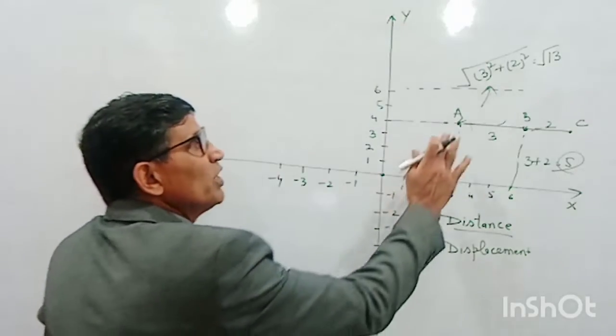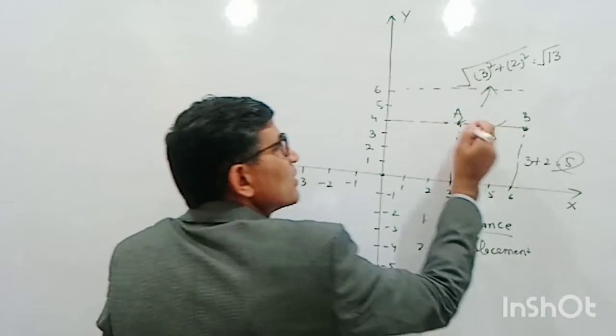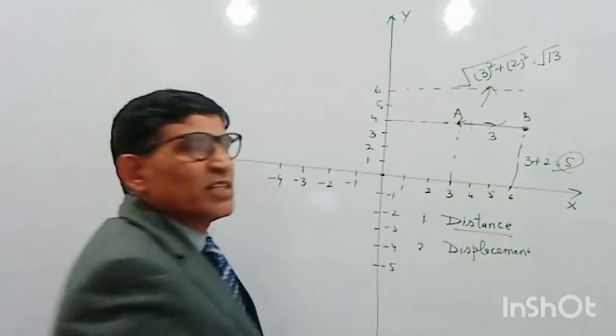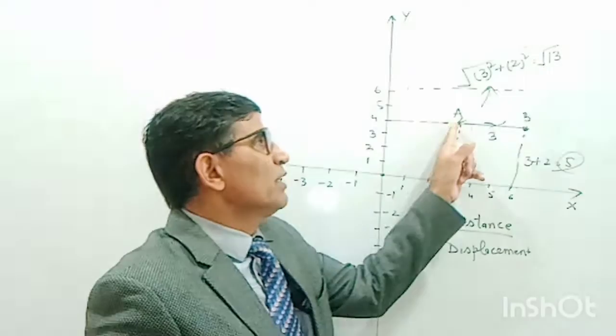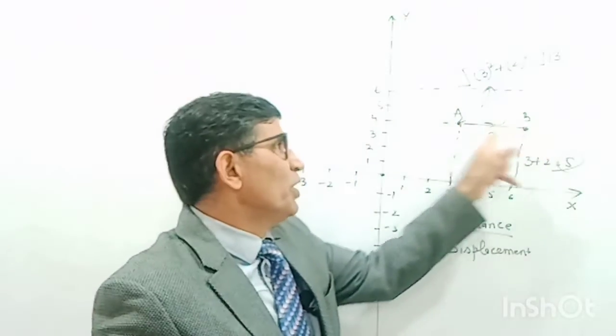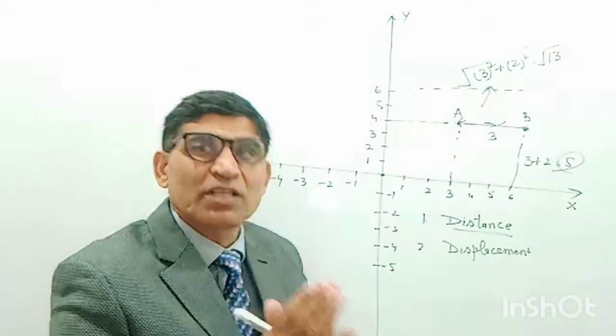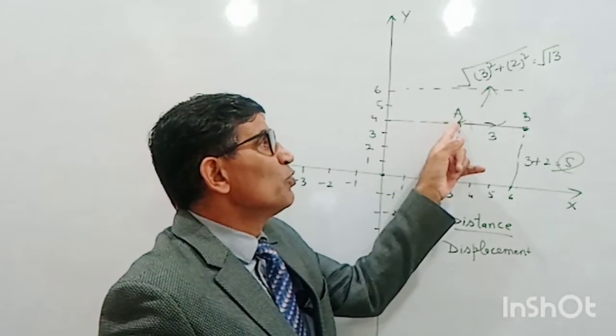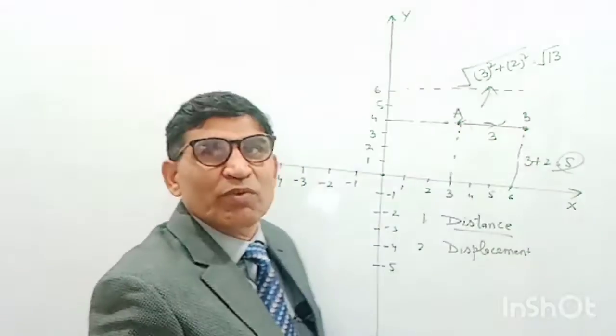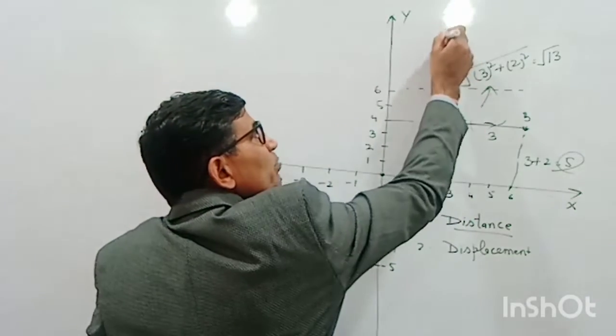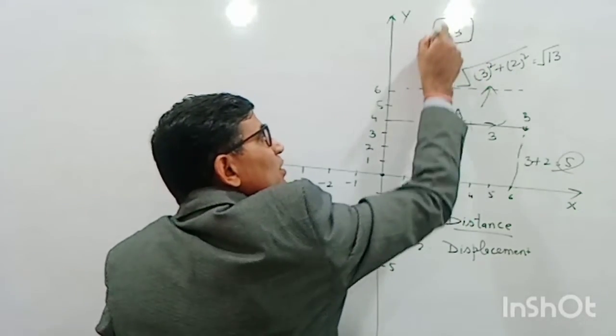Suppose a body is moving between two points A and B, and the distance is 3. Either it is moving from A to B or B to A, the distance will remain 3. Distance covered will remain 3. But if the body is moving from point A to B, we will call this plus 3 displacement.